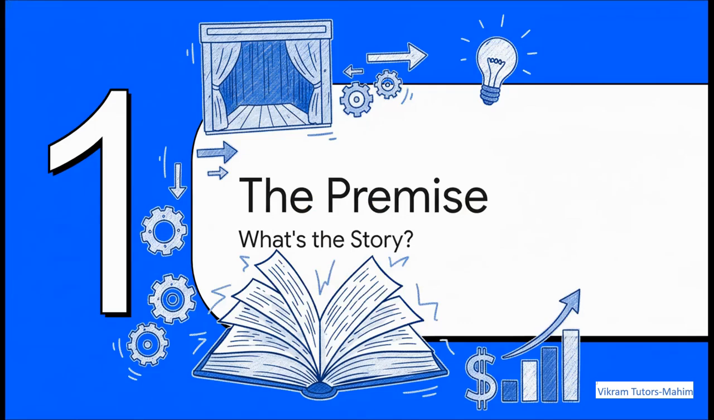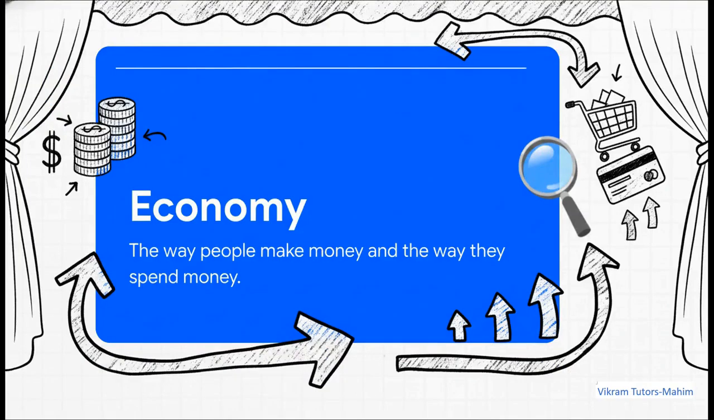Okay, so every good play needs a premise, a core idea that gets the whole story moving. So what's the basic plot of this economic play of ours? Now, if you looked at the official script, it might define an economy as a system for producing, distributing, and consuming goods. Okay, but what does that really mean for us? Well, the source material puts it perfectly. At the end of the day, it's just the way people make money and the way they spend it. That's it. That's the whole story right there.